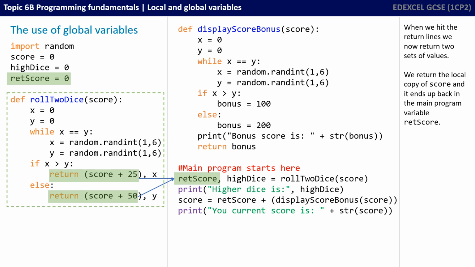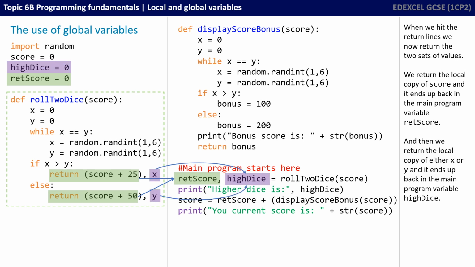When we hit the appropriate return line, we now return two sets of values. We return the local copy of score, and it ends up back in the main program variable ret score. And then we return the local copy of either x or y, depending on which part of the if statement ran, and it ends up back in the main program variable high dice.